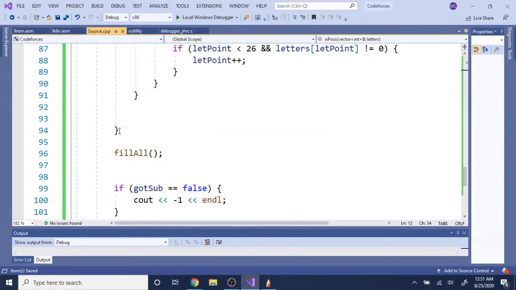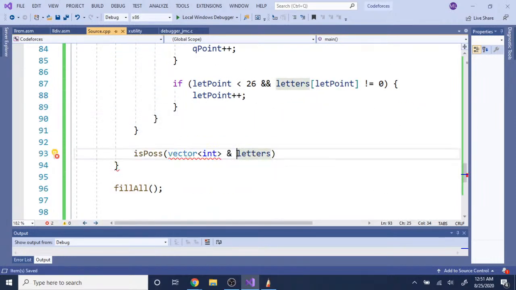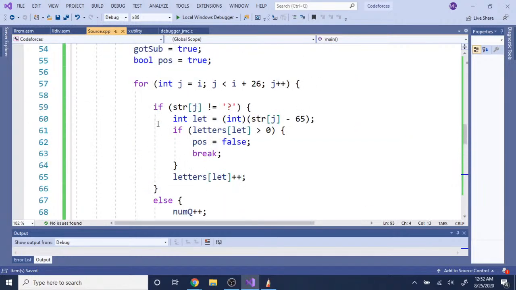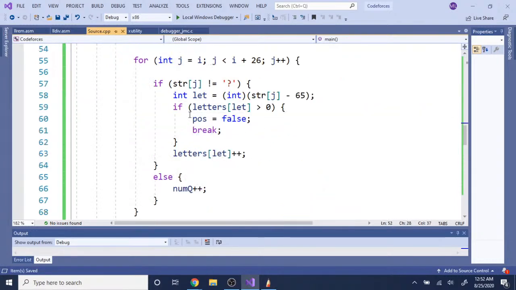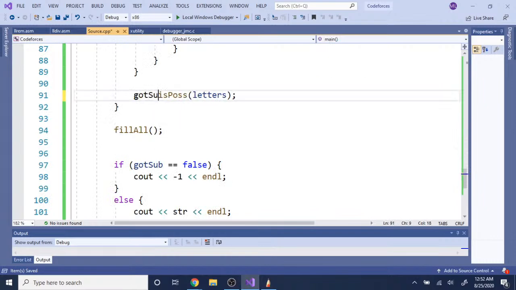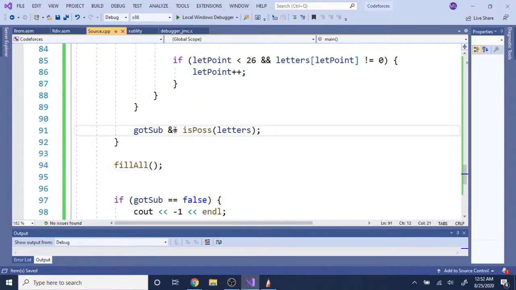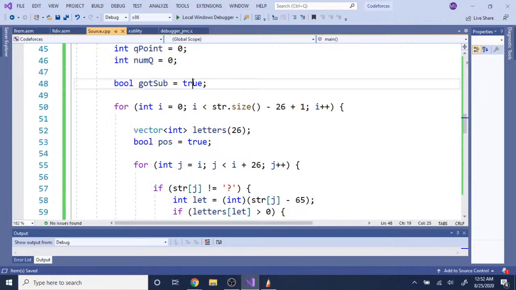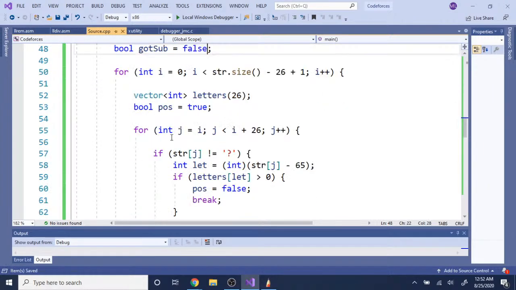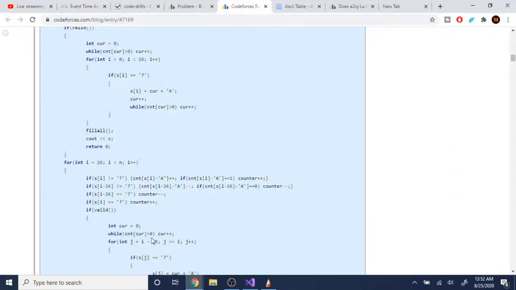so we do this, letters, and then we do got sub and it with this. So if we have one case where it is true, we have to OR it. Got sub would be false first, and we OR it. If there's one case where it's true, then it'll be fine. Okay, this should work now.